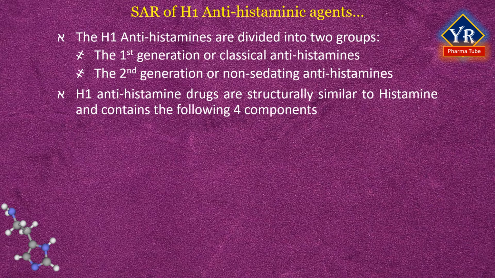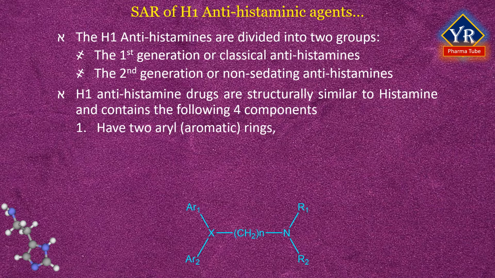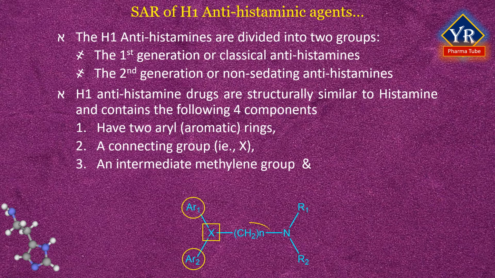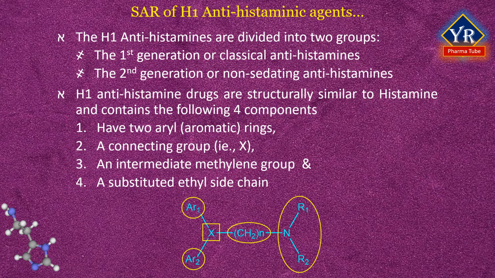The most common H1 antihistaminic drugs are structurally similar to histamine and contain four components. Number 1, they have two aryl groups. Number 2, a connecting group that is X. Number 3, an intermediate methylene group. And number 4, a substituted ethylamine side chain.